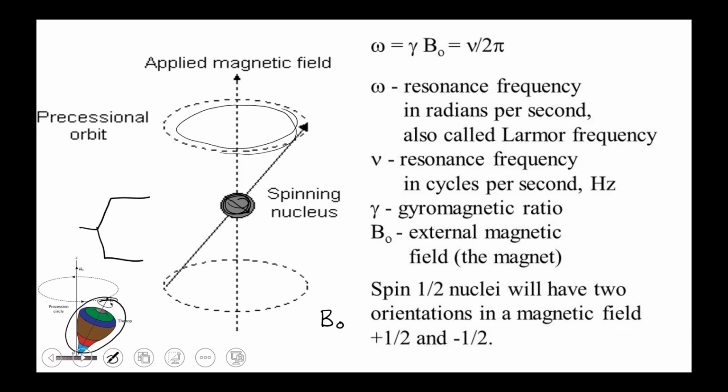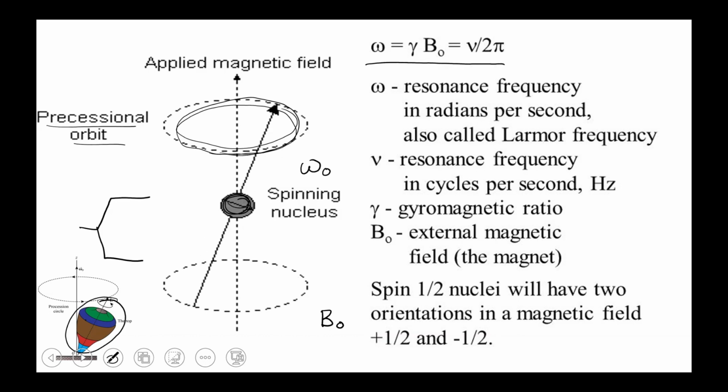Okay, so this spinning around the axis, this orbit is known as precessional orbit, and the precession number of radians per second is known as the precessional frequency omega 0, and this omega is equal to gamma into B0. So omega is the precessional frequency. It's also known as the Larmor precessional frequency, and it is equal to gamma into B0.